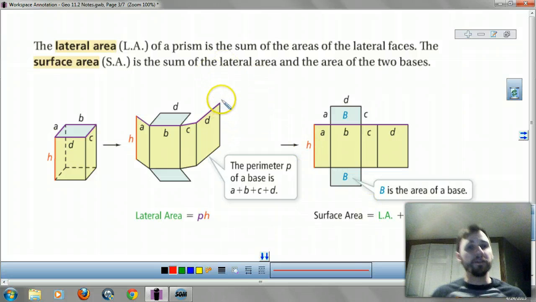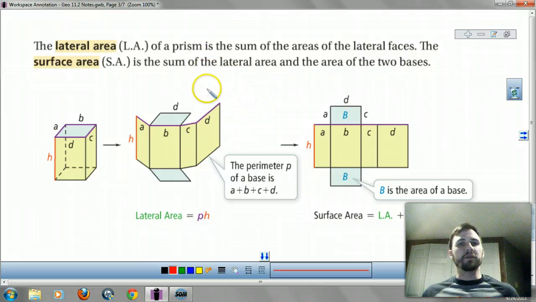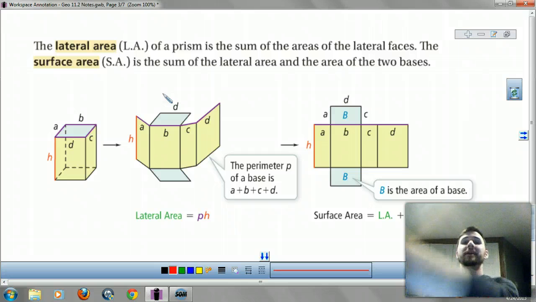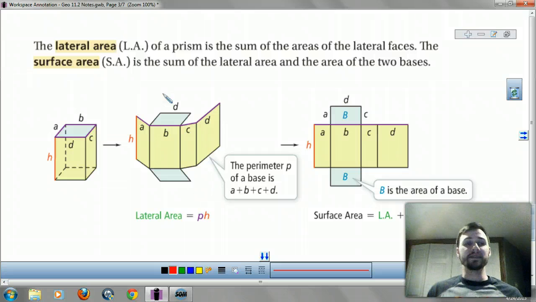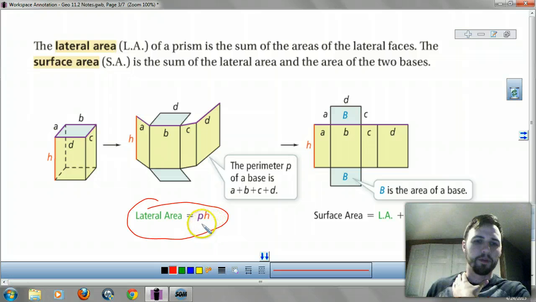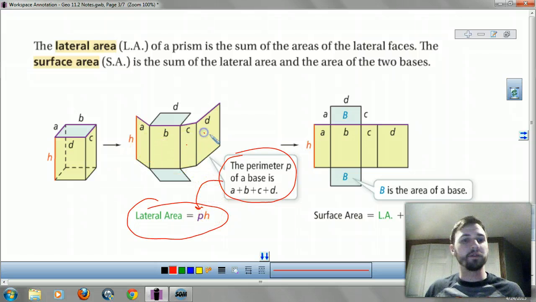Now I'm looking for the surface area. If I was wrapping a present, it's the amount of wrapping paper I need to cover that present. There are two things we're going to talk about. One is the lateral area. The lateral area is if I take all those rectangles and add them up. That's my lateral area. When I add my two bases to it, that gives me my total surface area. My lateral area is the perimeter of my base times my height, because I'm finding the area of all these rectangles at once.